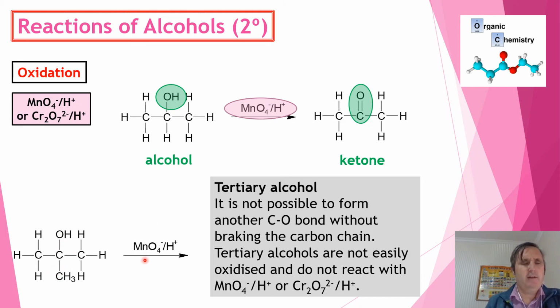In this case, oxidation using permanganate or dichromate does not occur when I have a tertiary alcohol. So this is really good to know if I want to distinguish between a tertiary alcohol and a secondary alcohol, or a tertiary alcohol and a primary alcohol. I can just try and oxidize them with permanganate or acidified permanganate or acidified dichromate. If it does oxidize, it's going to be the primary or secondary, and if it doesn't, then it's obviously going to be the tertiary.